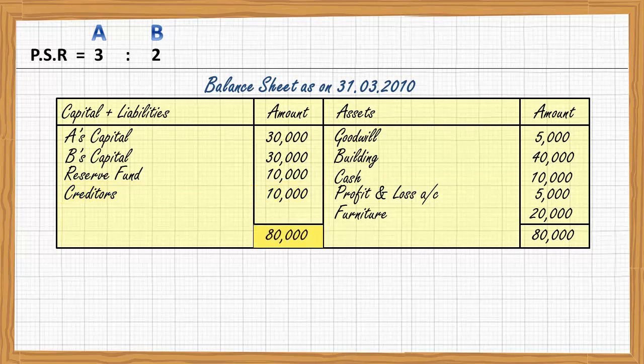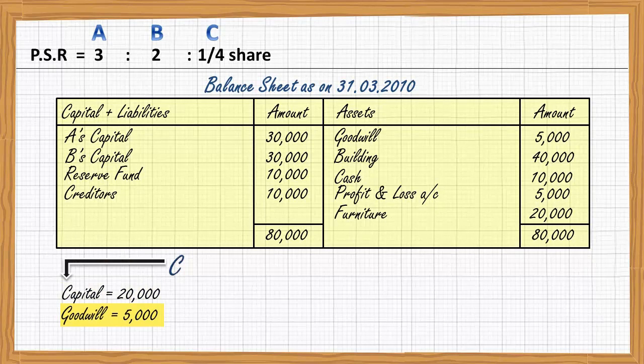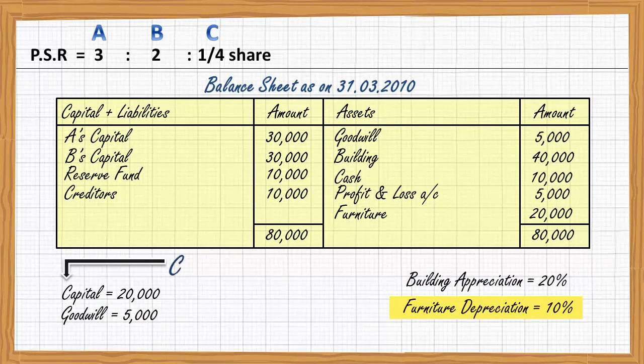C comes as a new partner for 1/4 share. He brings 20,000 as capital and 5,000 as goodwill. Building was appreciated by 20%, furniture was depreciated by 10%. And you have to prepare new balance sheet after admission of C.